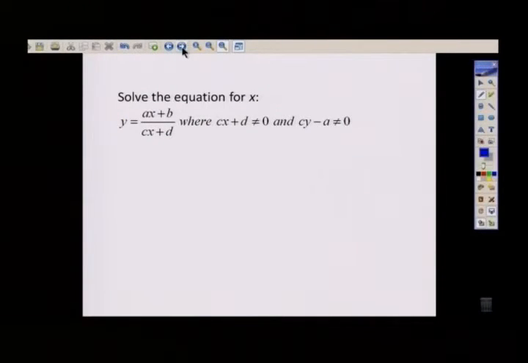Next, this time, not only can we solve equations for y, but if we have x and y in an equation, we can solve for x instead. So this next problem I'd like you to solve for x. But I do have a couple restrictions here where cx plus d cannot equal 0, because that would make the denominator equal to 0 over here. And cy minus a cannot equal 0, and you'll see why when we get done with the problem. So if you could solve this equation for x.